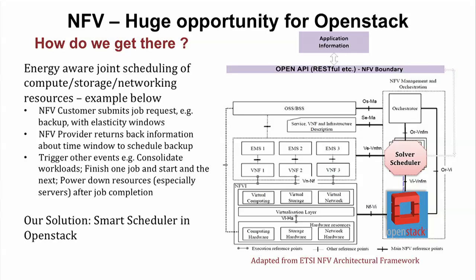Assume that we have a fancy scheduler called the solver scheduler. We'll talk about it in great detail. What this fancy scheduler needs to do is figure out what the system state is, and once it figures that out, it makes an intelligent decision on where the resources should be placed, and not only where, but even when the resources should be placed. Because suppose you're trying to schedule a backup, it's sometime in the future.